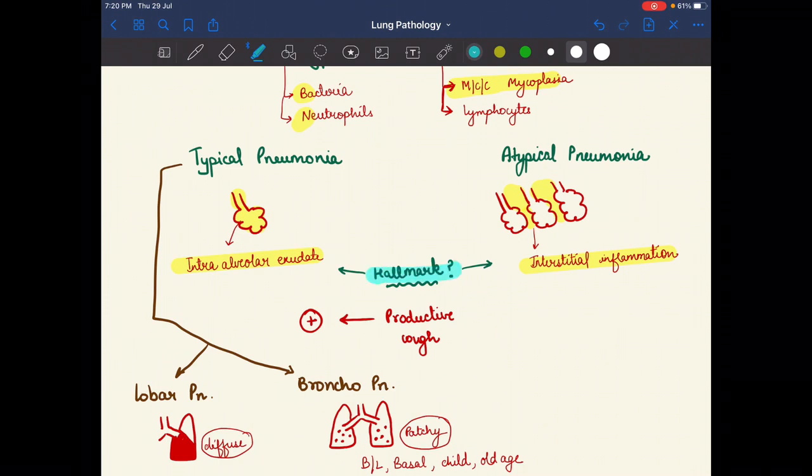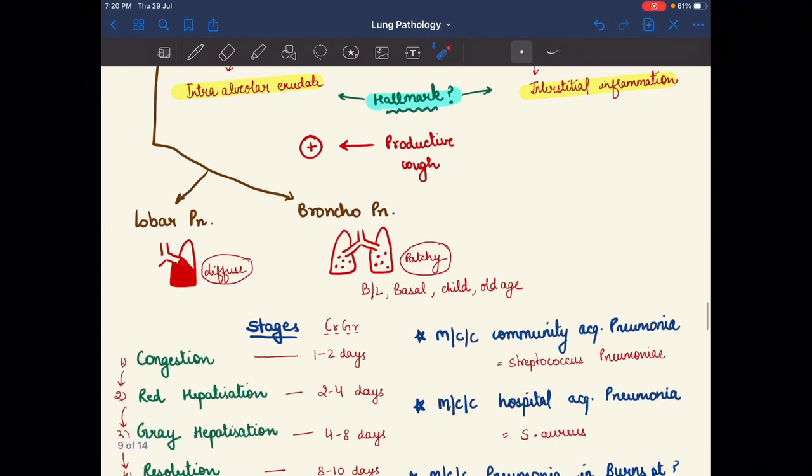So please remember the hallmarks for typical pneumonia and atypical pneumonia. For typical pneumonia the hallmark is intra-alveolar exudate, and for atypical pneumonia the hallmark is interstitial inflammation. A productive cough is present if there is typical pneumonia, because it involves the acinus. Now, typical pneumonia has two types: lobar pneumonia and bronchopneumonia.